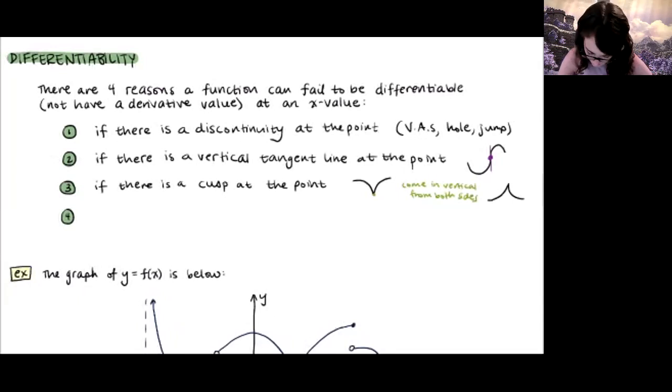And in the previous one, you can have a vertical tangent line, of course, that looks like this, like it could go the other direction too. Something like that. And then the last case is called a sharp turn or a corner.